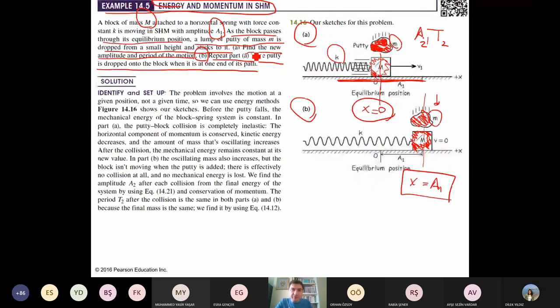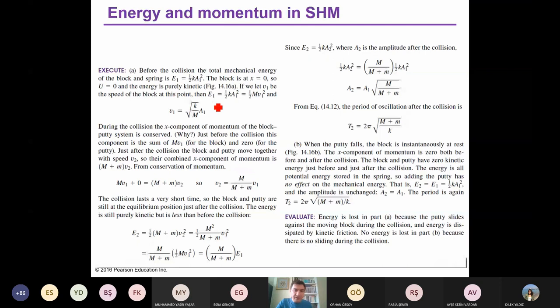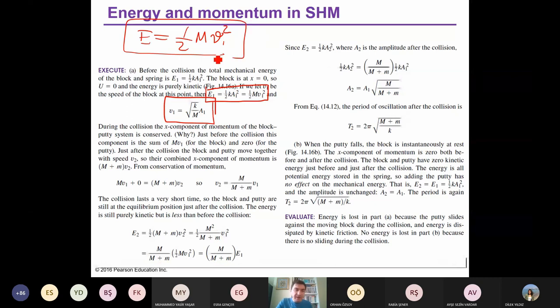So now, what about the question? Find the new amplitude and new period of the system. So velocity is given with this one. This is the maximum velocity, okay? And here we have the energy of the system when it is passing through the equilibrium. In the equilibrium condition, energy is given with 1/2 M V1 square, okay? In equilibrium, total mechanical energy is only given with the kinetic energy because elastic potential energy is zero in equilibrium condition, okay? And V1 is given with this expression.